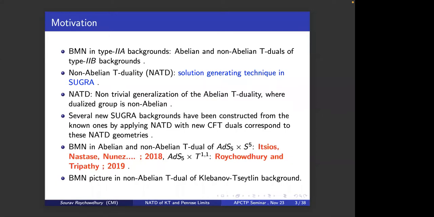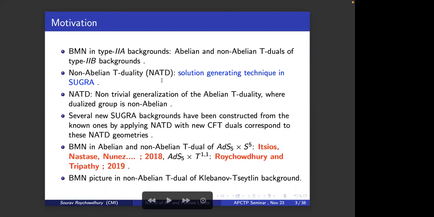That means if you focus your attention on the low energy excitations, at the supergravity level, then classically this is a great solution generating technique. It is not a symmetry of the full string background. So the understanding so far is that it is just a solution generating technique, and it is a generalization of the well established abelian T-duality.